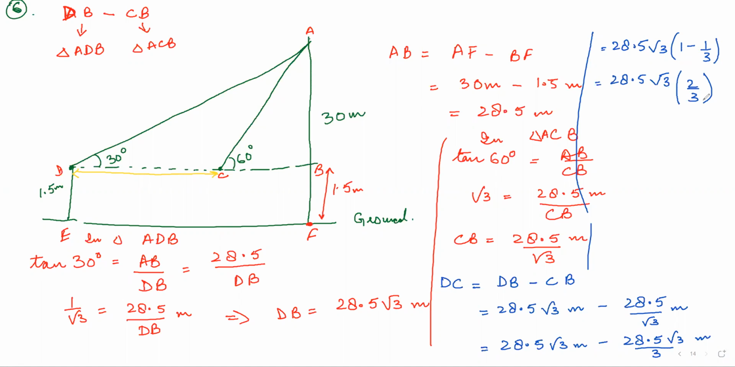So am I doing it correct? Yes, ma'am. Okay. So you can just simplify it now. Now you divide this thing by 3. So 3 into 9 is 27 and then 15. So 9.5 multiplied by root 3 and then multiplied by 2. So you multiply this 9.5 by 2, it will become 19. So it will become 19 root 3 meters.